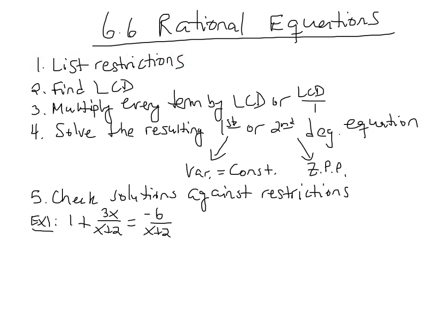Step one is to list the restrictions, the numbers that make each denominator 0. We'll talk more about that. Find the LCD, and once you've found it, you're going to multiply every term by the LCD or by the LCD over 1. When you do that, you're going to get a first degree or a second degree equation. If you get a first degree equation, you'll solve it by putting the variables on the left and the constants on the right and dividing by the leading coefficient. If you get a second degree, you have to remember how to do the zero product property. And then finally, you need to check your solutions against any restrictions that you listed back in step 1.